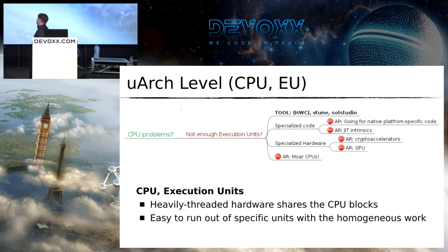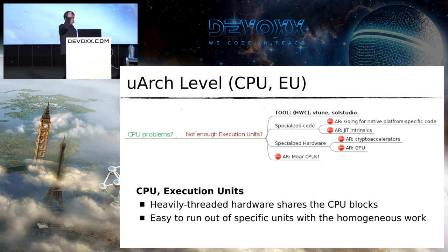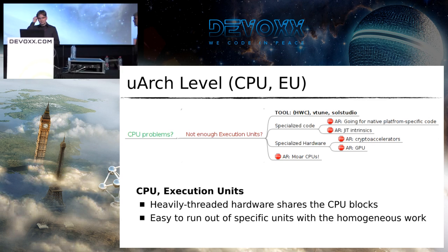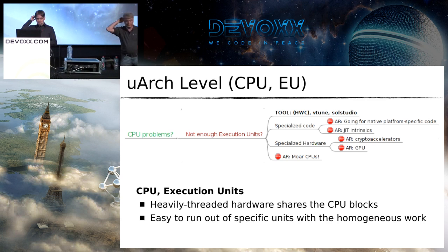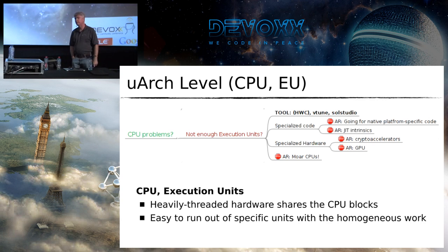You might run out of execution units, and at that point you probably should be going for specialized code, either native code or actually writing JIT intrinsics, which is hardcore but still bearable. Or you can go for specialized hardware, probably hardware that gets support from the JVMs or some sort of libraries. Or you just hop in more CPUs, which is the solution to most of the problems. So one of the things you have listed up there is the GPU, and actually with Project Sumatra, we should have access to the GPUs as part of the standard JDK.